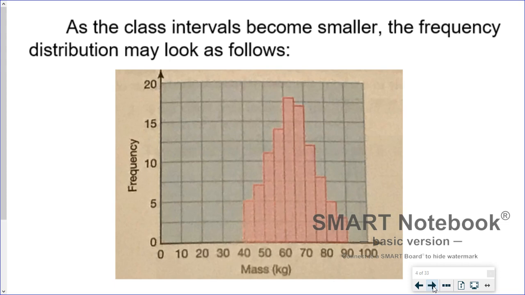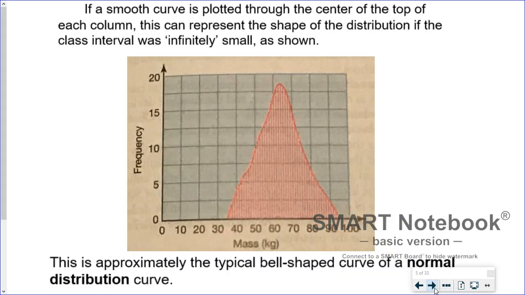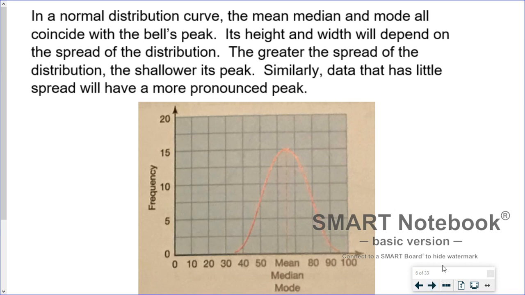As the class intervals become smaller, the frequency distribution may look as follows. All right, so we break down the classes and make them a little bit more exact. And if we continue to do it again, all right, you can see that this now starts to resemble what is called the bell curve, which is a normal distribution curve. In a normal distribution curve, the mean, median, and mode all coincide with the bell's peak.